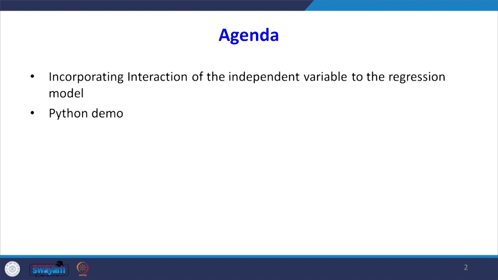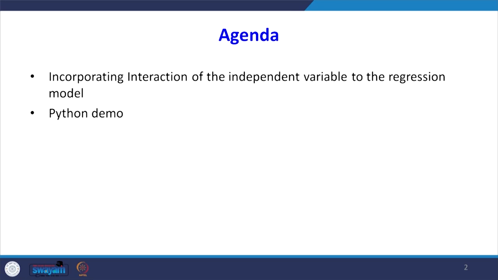In this lecture, we are going to see, if there are two independent variables and they have some interaction, how to incorporate this effect of interaction onto the dependent variable. Before that, I will explain with the help of an example what interaction is. Then I will construct a regression model for incorporating this interaction. At the end, I will use Python to run this interaction regression model. The agenda for this lecture is incorporating interaction among the independent variables into the regression model, and a Python demo.